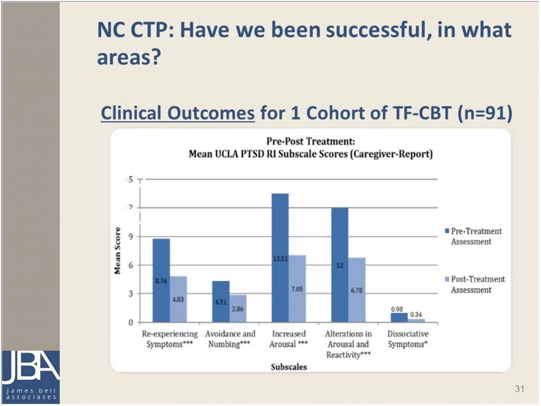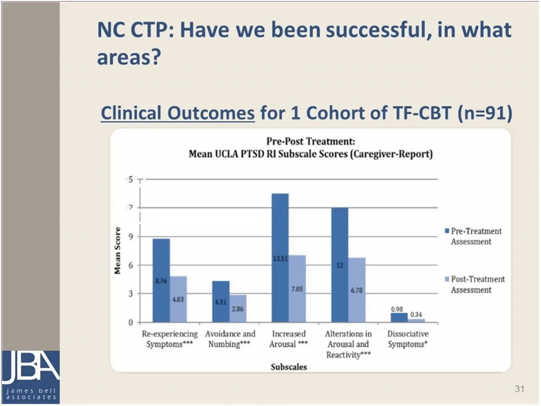EBTs. A bar chart is displayed under the heading Clinical Outcomes for one cohort of TF-CBT. The cohort sample size is 91. The title of the graph is Pre-Post Treatment, Mean University of California, Los Angeles Post-Traumatic Stress Disorder Reaction Index Subscale Scores. Caregiver Report.